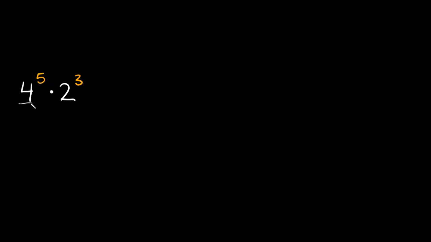But if you notice something, 4, that's the same thing as 2 squared, right? So we can rewrite 4 right here as 2 squared, okay? And it's still being raised to this 5th power right here, okay? And then we're still multiplying by 2 to the 3rd power, right? But if you notice something now, we have the same base, right? We have a 2 here and a 2 here. So that's exactly what we're looking for, okay? Because now we can simplify this, okay?